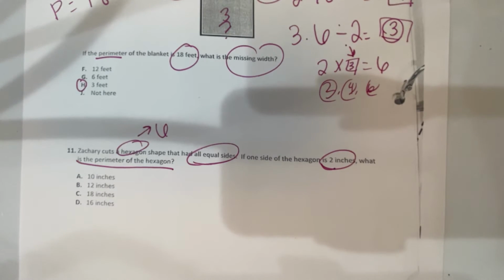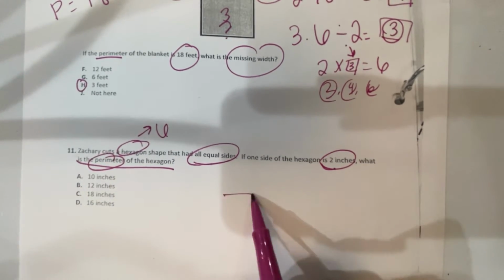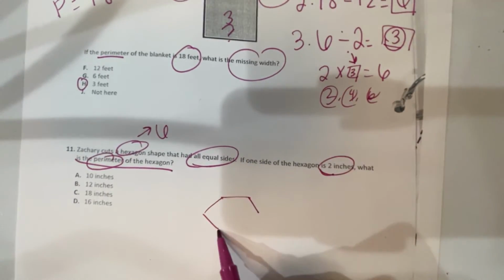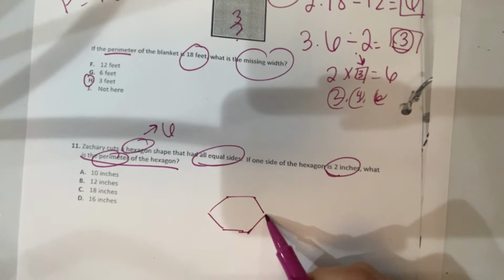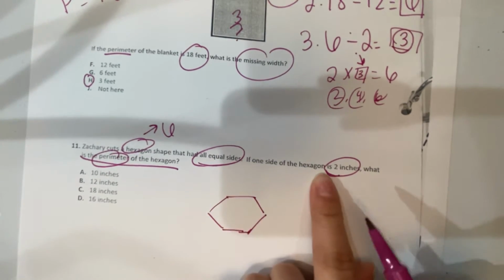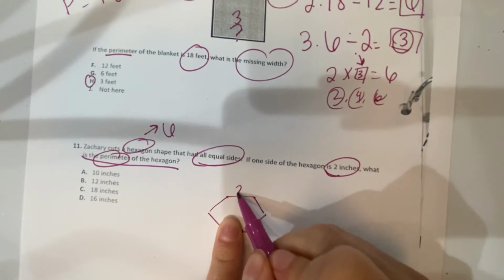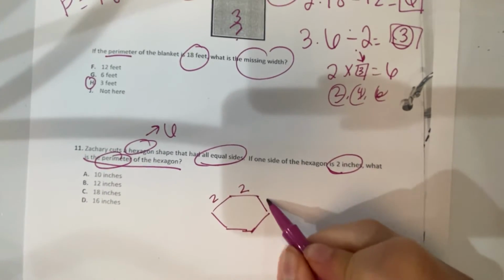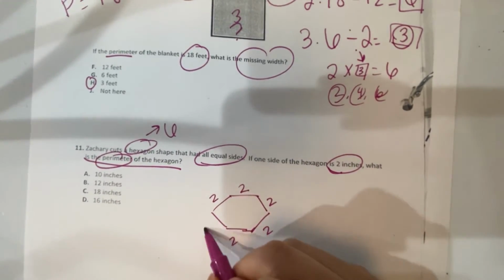So now we're not looking for a missing side. It wants to know what the perimeter is. So when we have a hexagon, we have 6 sides, and it's telling us that one side is 2 inches. And we know that they're all equal, which means that this is also 2, this is 2, this is 2, this is 2, and this is 2.